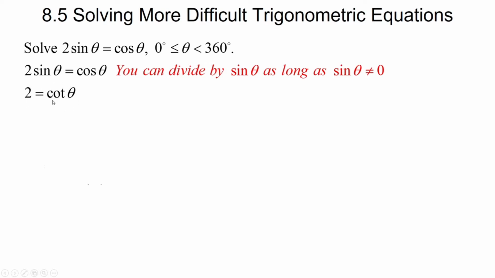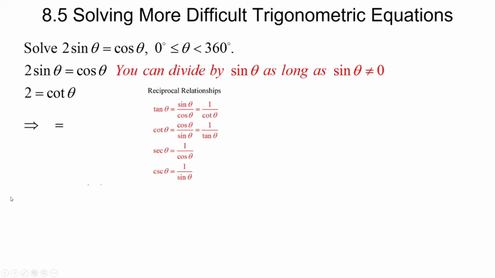And I'm going to do that with my reciprocal relationships. Because isn't cotangent of theta 1 over tangent of theta? You see that right here. So how about we do this? All right, let's rewrite with reciprocals. Let's just take the reciprocal of both sides, actually. All right, so I got an equal sign right here.